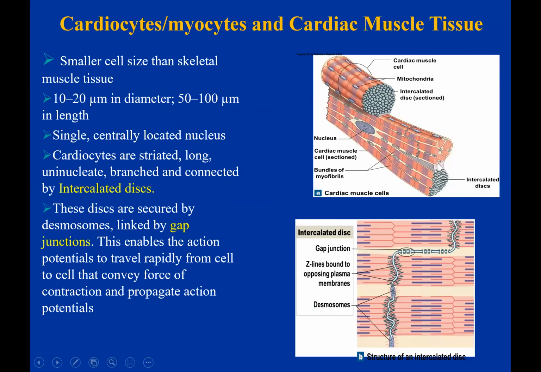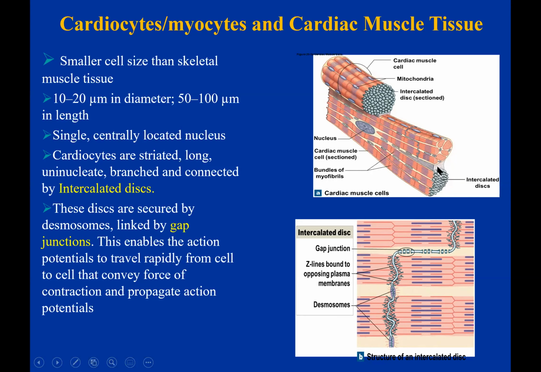The cells that make the myocardium are heart cells, so they are called cardiocytes or myocytes. Here in the histology of the heart slide, we also saw this in AP1 during our tissue lab. These cells are striated. You can see the striations. They are uninucleate, and very interestingly, they are branched. The most important feature is the intercalated disc.